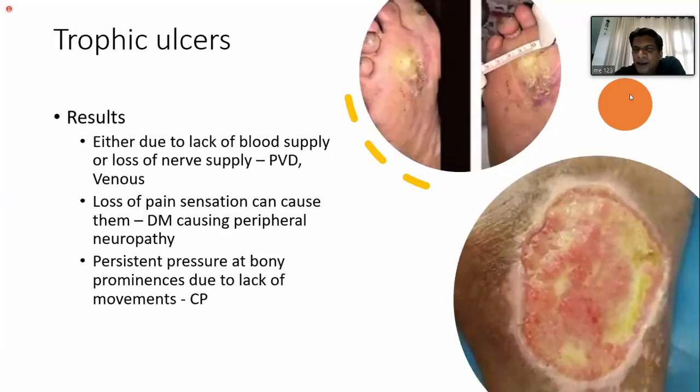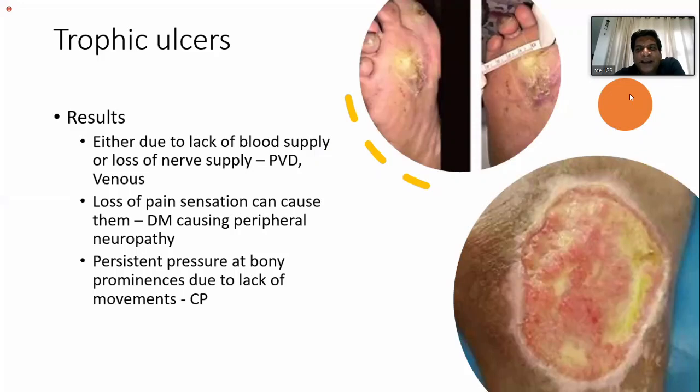Trophic ulcers are ulcers that result from either lack of blood supply or cut off of nerve supply. So it can be in peripheral vascular disease where blood supply is not there. Then the part of the skin supplied by that area will get necrosed and get an ulcer there. And similarly, if there is no nerve supply, the patient will not feel any pain.